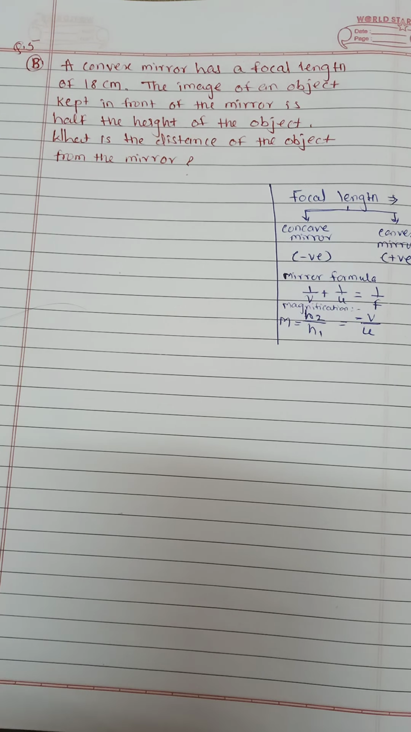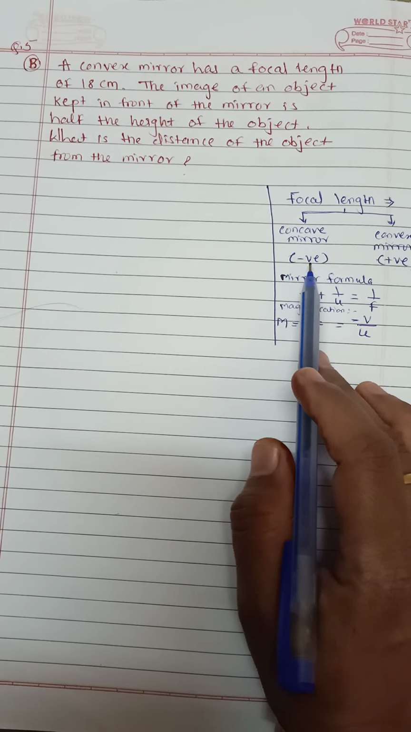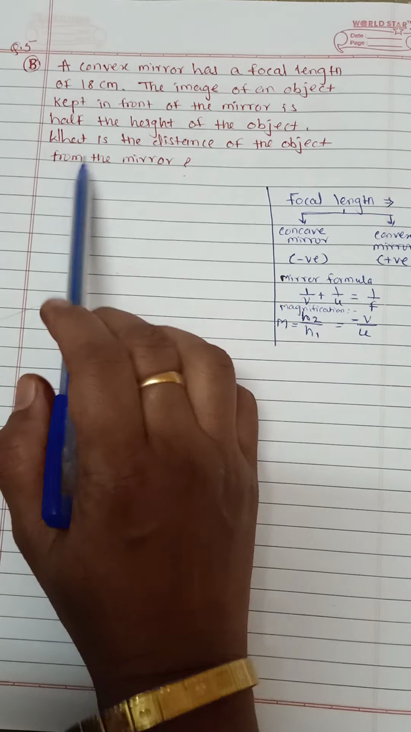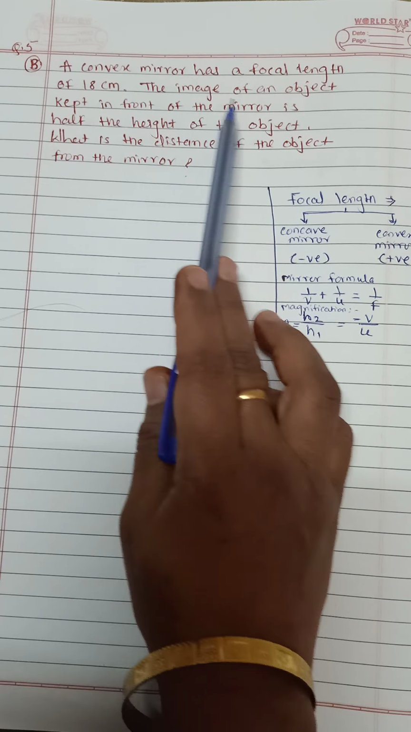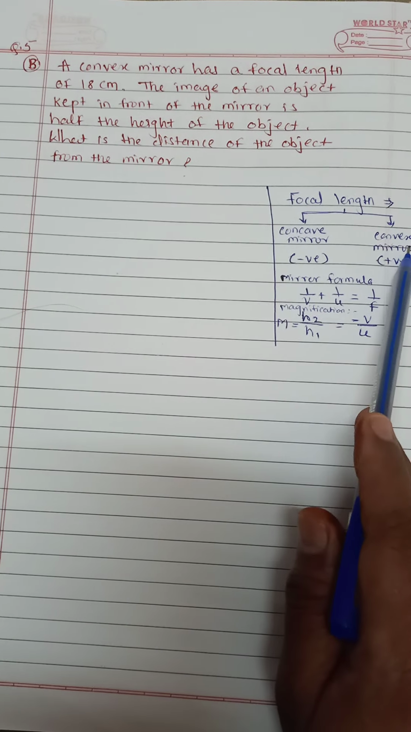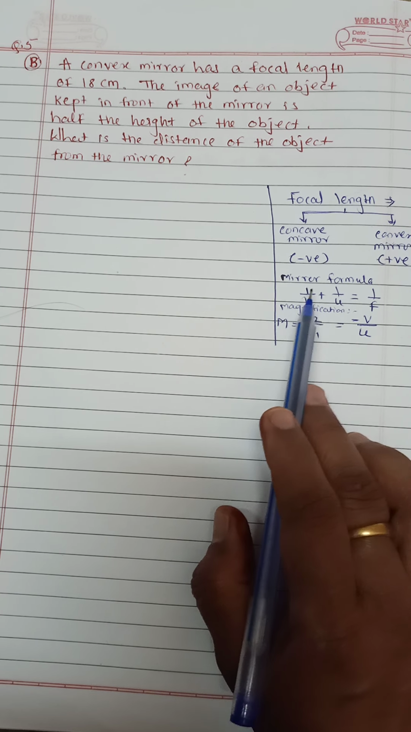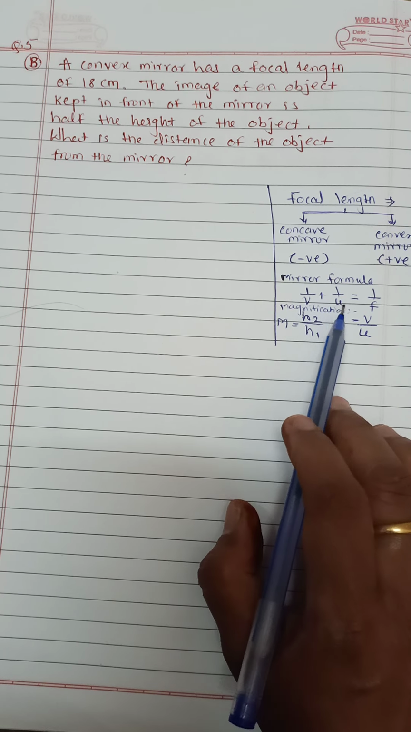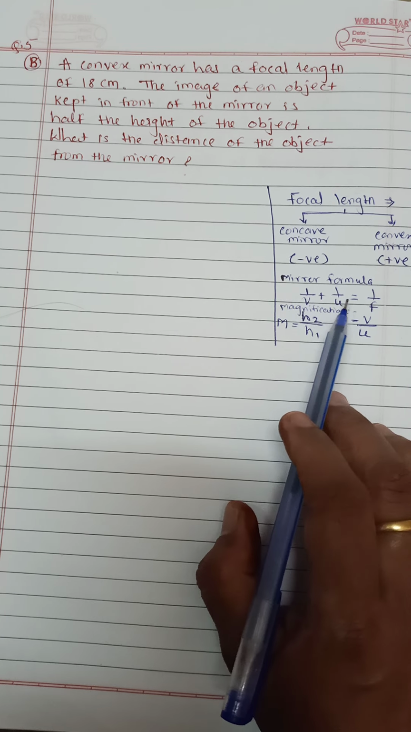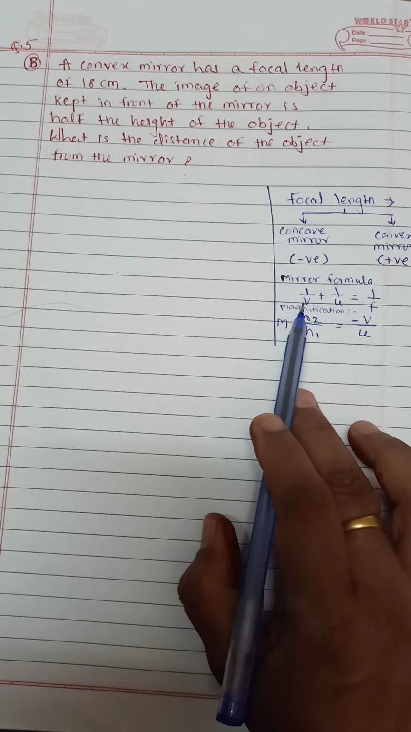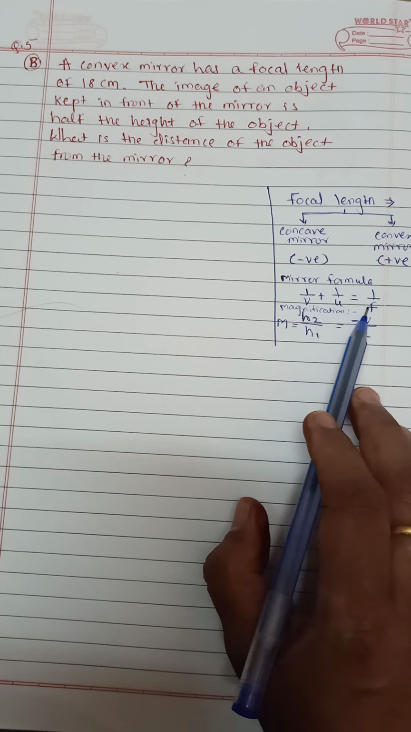Focal length: for the concave mirror, focal length is negative, and for the convex mirror, focal length is positive. Here a convex mirror is given, so focal length will be positive. In this lesson there are two formulas. The mirror formula: 1 upon v plus 1 upon u is equal to 1 upon f, where v is the image distance, u is the object distance, and f is the focal length.